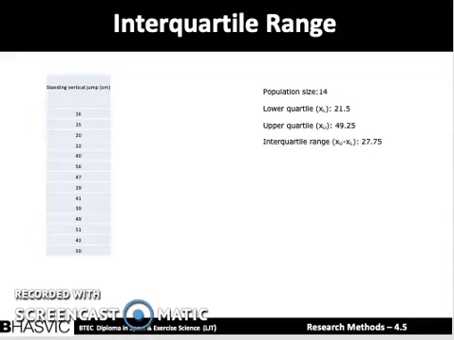To find the interquartile range, subtract the value of the lowest quartile, or 25%, from the value of the upper quartile, or 75%. In the example on the slide, the standing vertical jump can be ordered, and the lowest quartile is 21.5, which then subtracted from 49.25 gives an interquartile range of 27.75 centimeters.